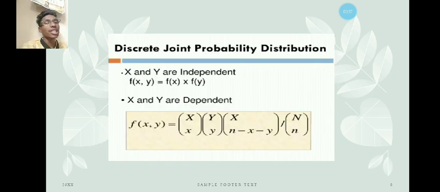Discrete joint probability distribution. When X and Y are independent, f of x comma y can be written as f of x times f of y; otherwise X and Y are dependent.